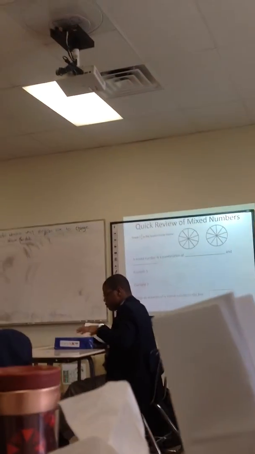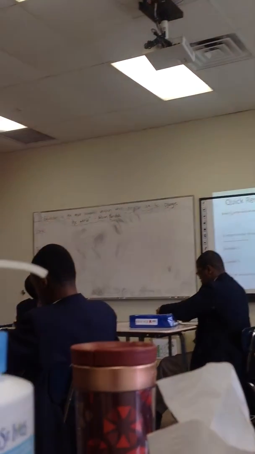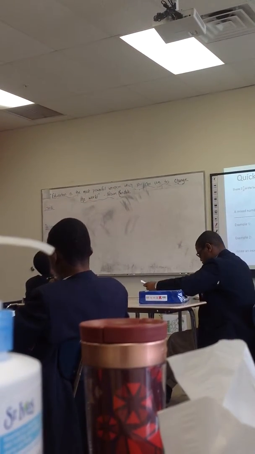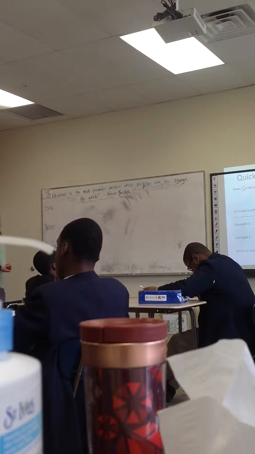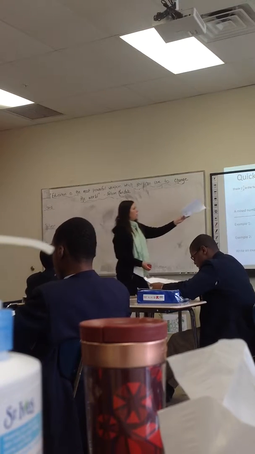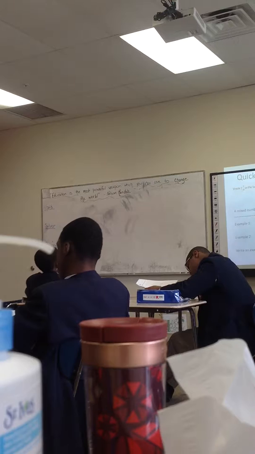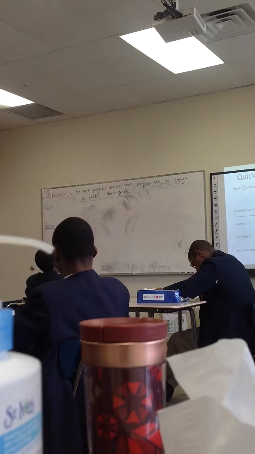So I would need to add one more circle, and how many would I color out of that circle? 3. Good. The 2 represents the whole, and the 3/8 represents the parts of the whole. So I would need to add another circle.